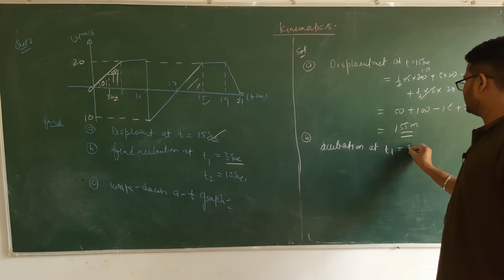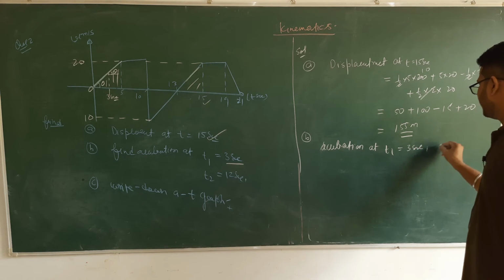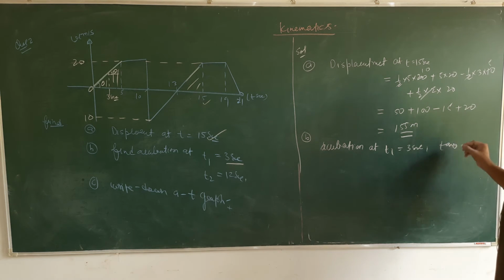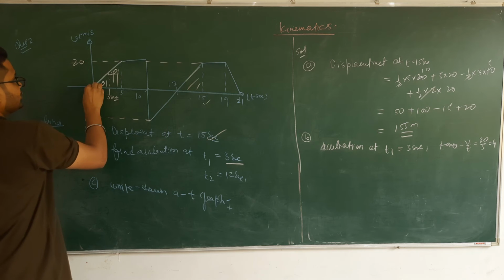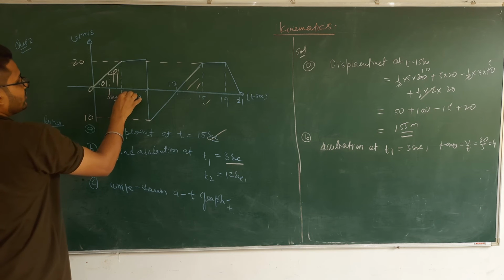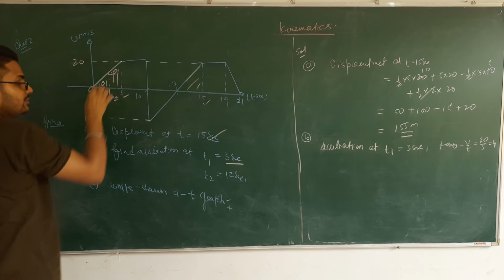Why are we calculating tan theta? Because tan theta is v upon t, and v upon t is acceleration. Tan theta is 20 upon 5, which is equal to 4. Here initially the velocity is 0, and at 5 seconds the velocity is 20 meter per second.